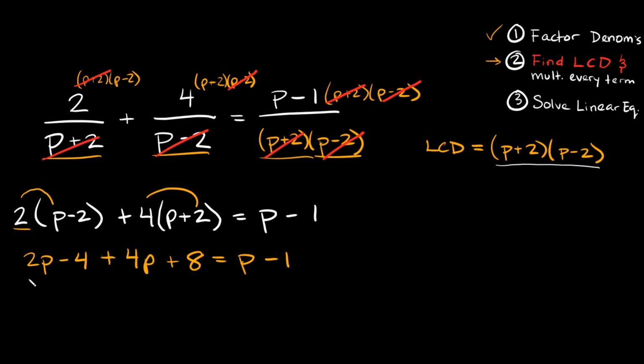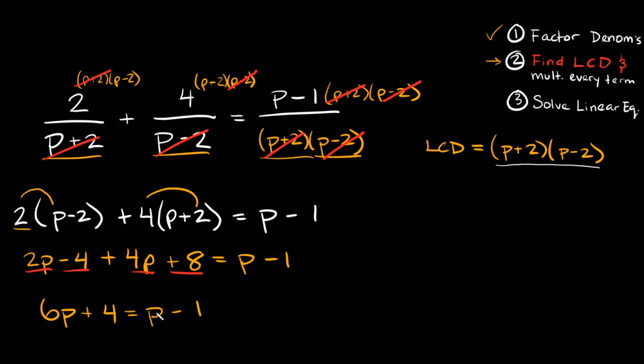Now let's simplify some things. So first of all, we have a 2p there and a 4p right there. So 2p plus 4p, that's equal to 6p. And then we have a negative 4 and a positive 8, right? So then negative 4 plus 8, that's equal to positive 4, right? So plus 4. And then that's equal to, again, p minus 1.